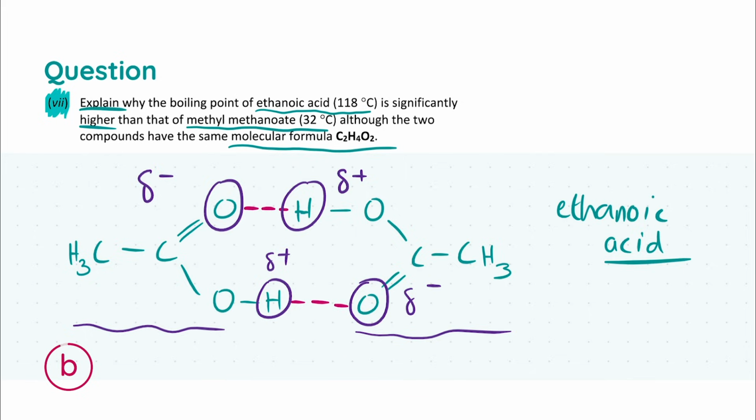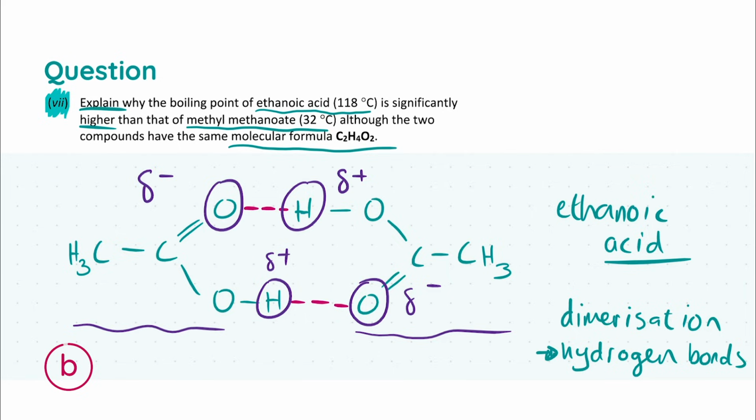Now the process also has a name. In this case it's going to be called dimerization, I believe, dimerization. And dimerization in this case results in the increased boiling point of ethanoic acid, which is one of the reasons why ethanoic acid itself has that higher boiling point. The reasoning behind it is that it does have hydrogen bonds. So just writing that down here, there's going to be hydrogen bonds present.